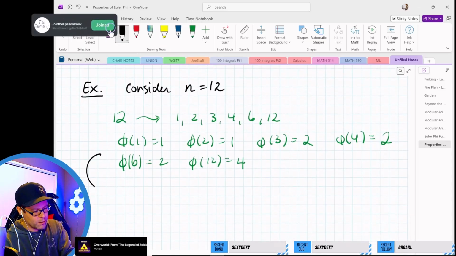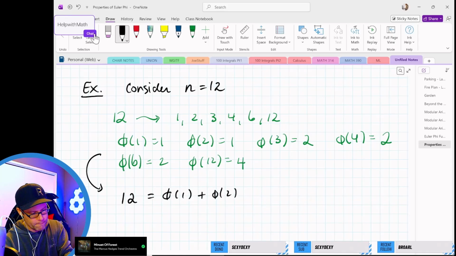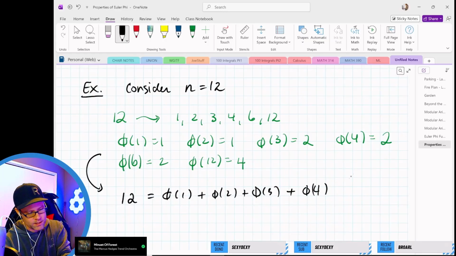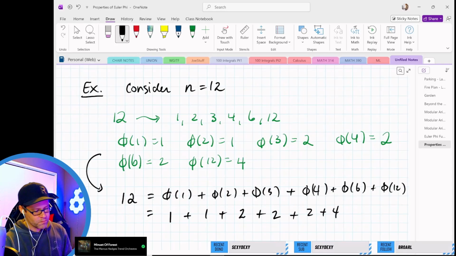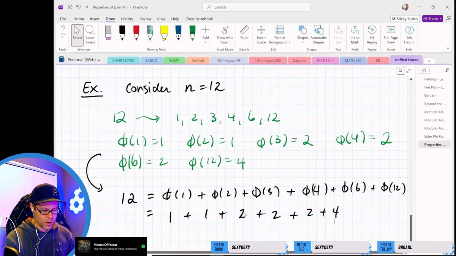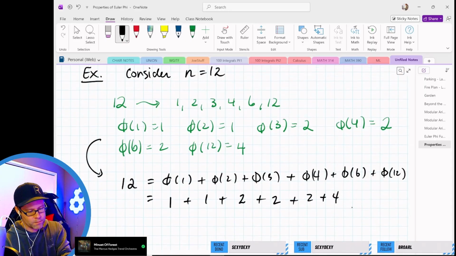So this theorem says if we look at 12, we should be able to break it up in the following way, which I think is kind of weird. But it does show you a little bit of the beauty of this mathematics. It's sometimes quite surprising in a direction that you wouldn't expect. So is that true? Is 12 equal to 1 plus 1 plus 2 plus 2 plus 2 plus 4? Yeah, 6 plus 6. Checks out.